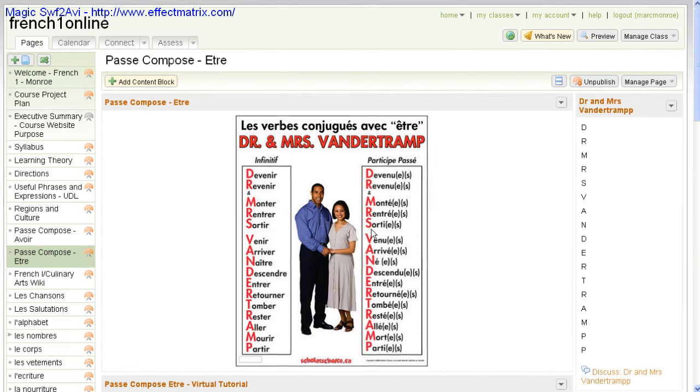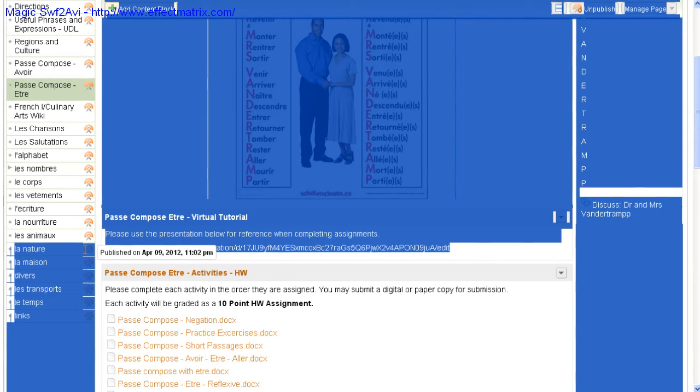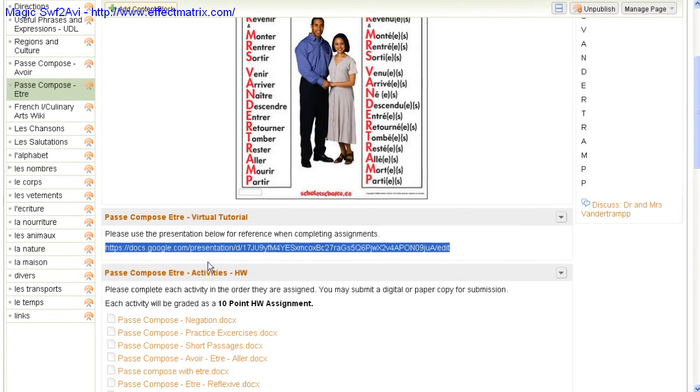The big difference between Passé Composé avoir and être is there's certain verbs that are only conjugated with être, and if you memorize those, you pretty much got the difference. So I put that right up there. That's part of the discussion board. Again, there's a Google Docs presentation for Passé Composé être.